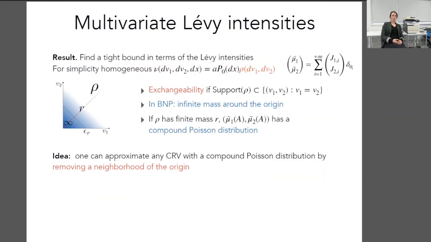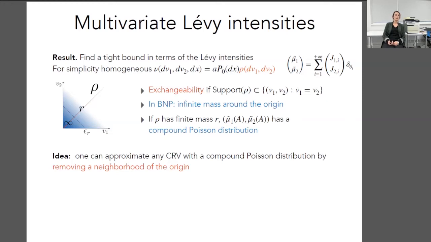Okay, so once we have defined the distance, we said that we also found some tight bounds in terms of the Lévy intensities. So I would like to say a few words on the kind of bounds that we found. For this part, I will be focusing on homogeneous completely random vectors, which basically means that the atoms and the common jumps are independent. This is just for simplicity, but the theory holds also for the non-homogeneous case.